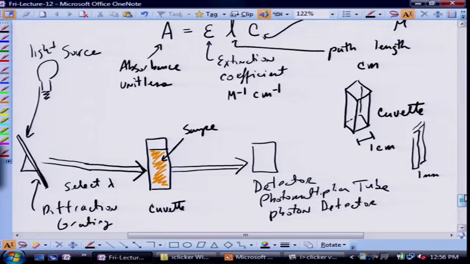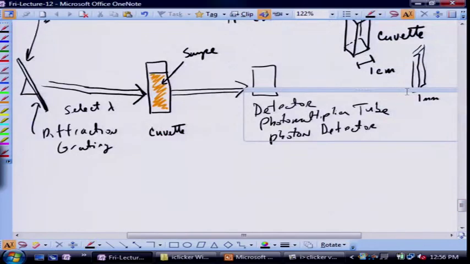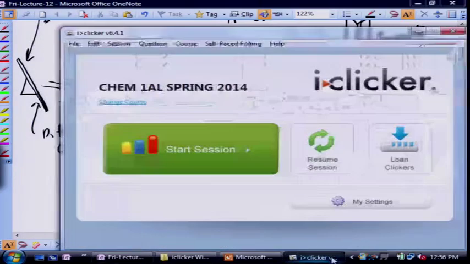Okay, the photon detector will count photons that hit it, turn that into a voltage or a number of counts, and then you'll be able to determine your absorbance. That, in a nutshell, is your equipment. And we have a few minutes left, and we will do a clicker question. I'll fire up the clicker system.